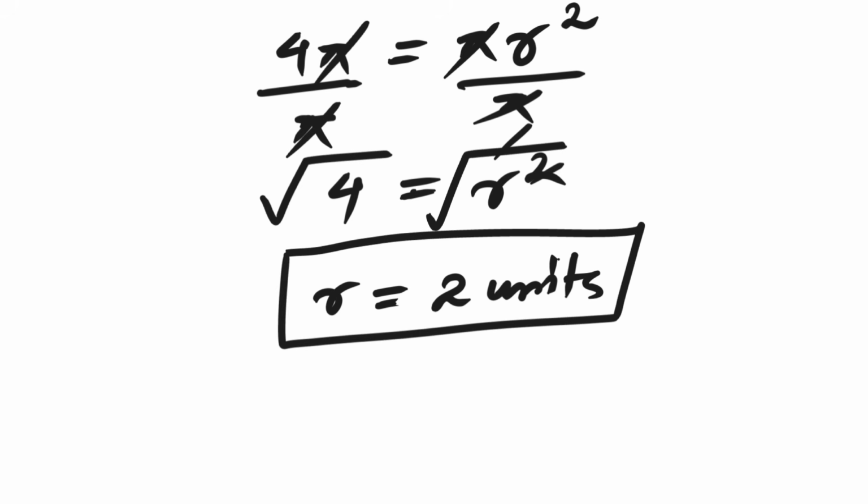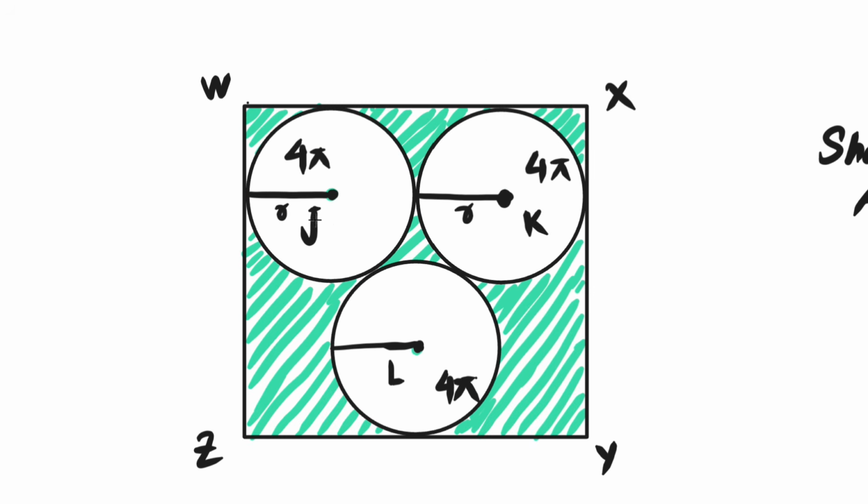So we have our first important result. The radius of every circle is 2 units. And once we know the radius, we immediately know the diameter. The diameter is twice the radius, so the diameter is 2 multiplied by 2, which gives us 4 units. Now let's use that to find the width of the rectangle.